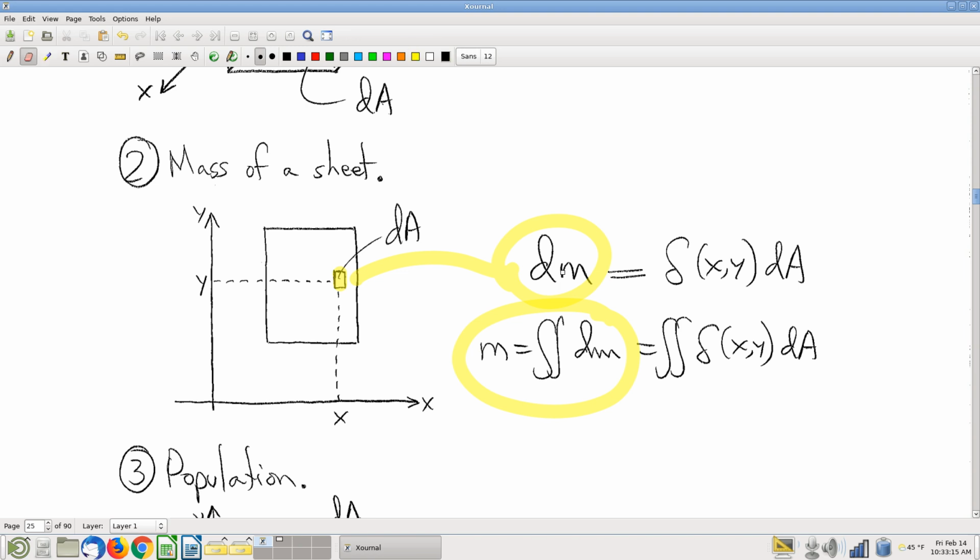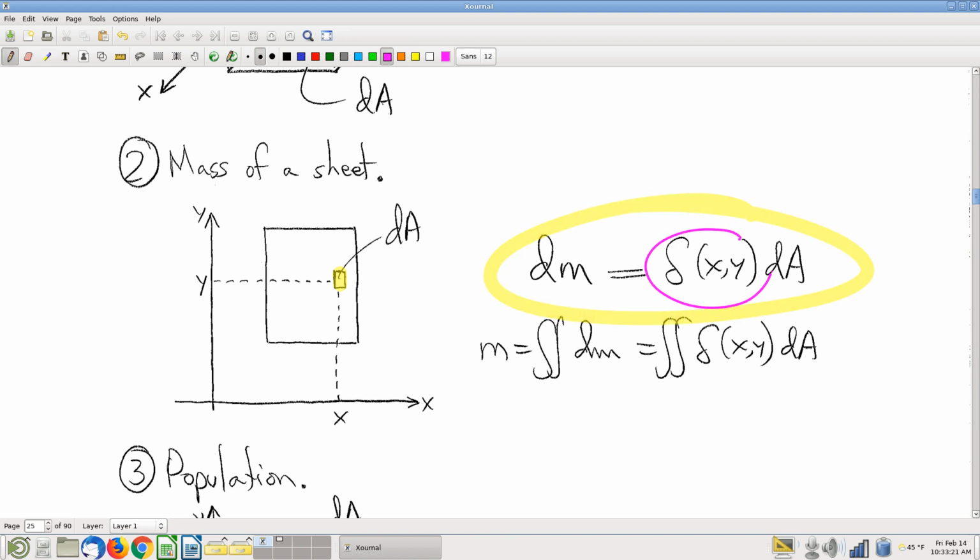And I could also talk about how on each little piece, the amount of mass in that piece is the density at some point in that little piece of area. Density times size, namely area. Right? So if you know mass per unit area, I mean, mass per unit area times area is mass. Right?